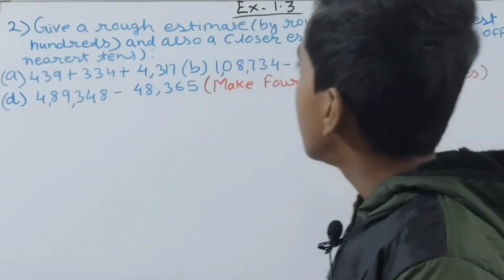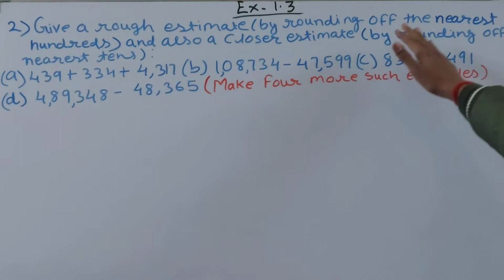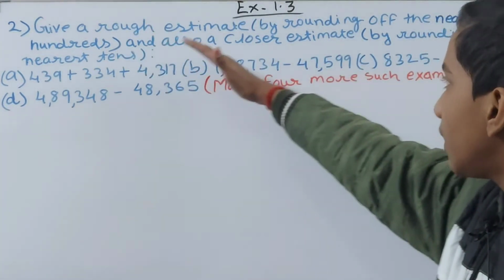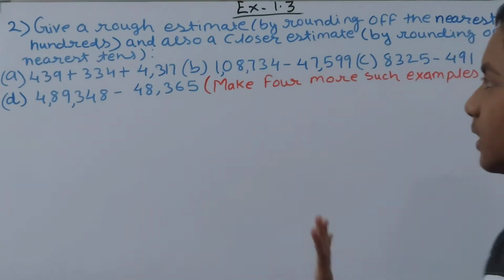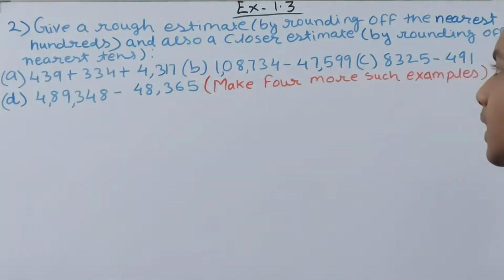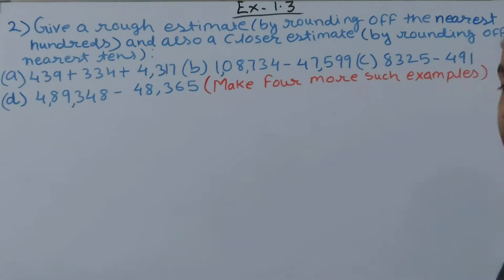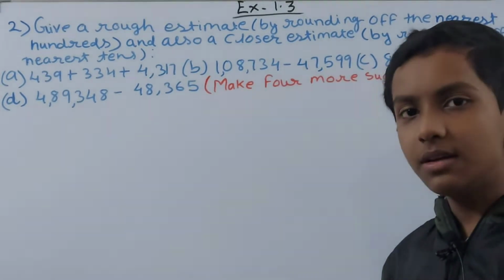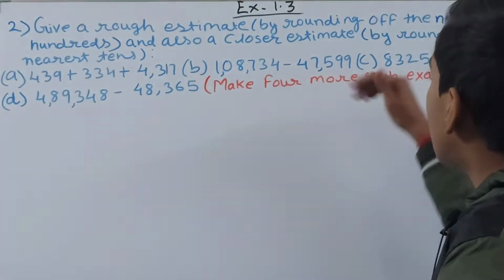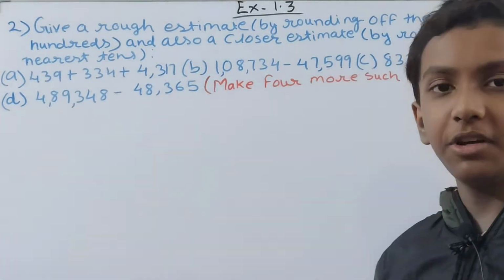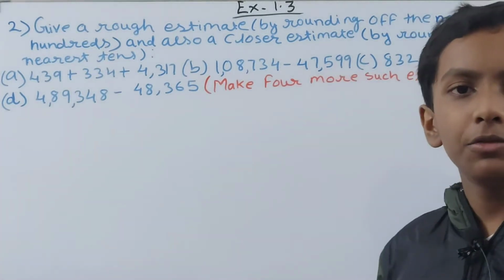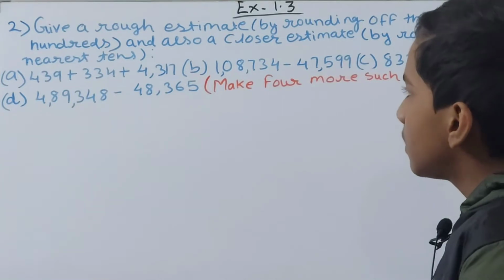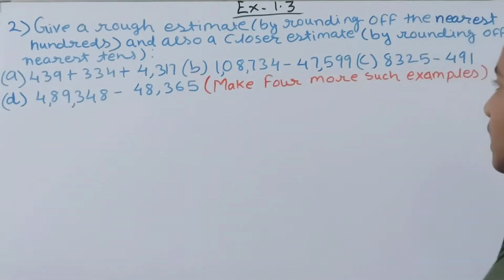So this says, give a rough estimate by rounding off to the nearest hundreds and also a closer estimate by rounding off to the nearest tens. Here there are some questions given and we have to find their rough estimate and closer estimate. How will we find? To find the rough estimate, we need to round them off to their nearest hundreds place, and for finding a closer estimate, we need to round them off to their nearest tens place. Okay, so this might be a little easier. So let us start to solve.